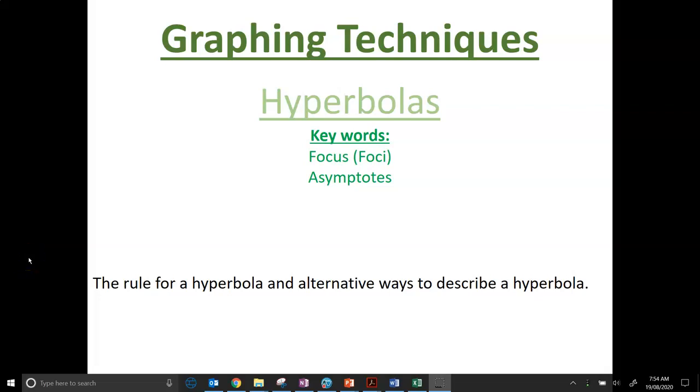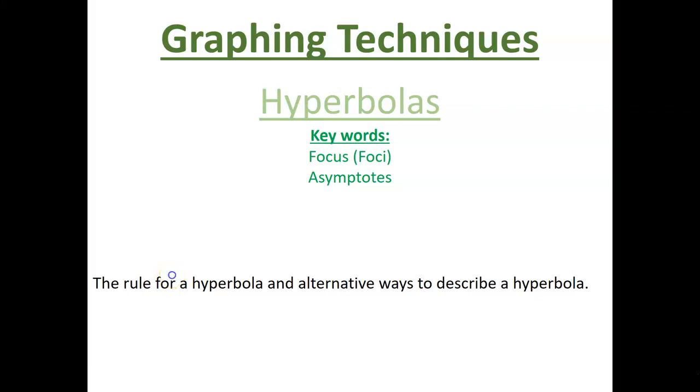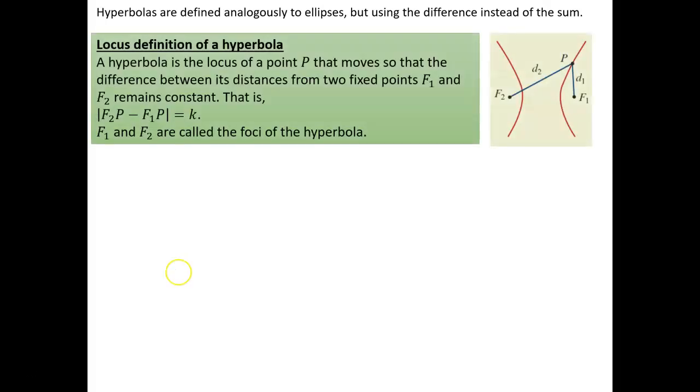Hyperbolas. In this lesson we'll be looking at the rule for a hyperbola and alternative ways to describe it. We define them analogously to ellipses, but we use the difference instead of the sum. A hyperbola is the locus of a point that moves so that the difference between its distances from two fixed points remains constant. These two fixed points are the foci, as they were with the ellipse, and so the difference between these distances here remains the same.